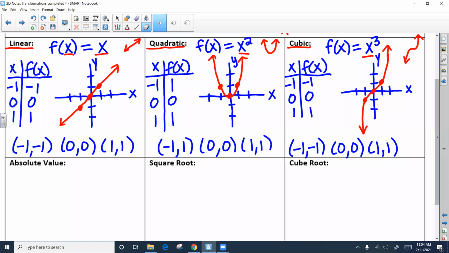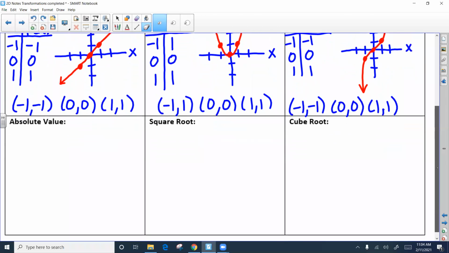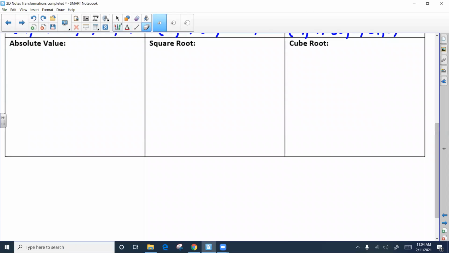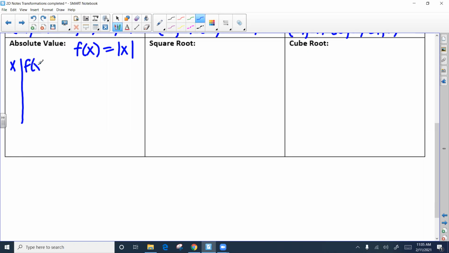All right, next, absolute value. The absolute value function is f of x equals absolute value of x. All right, we're going to do the same thing. Take an x and y table or an input-output table. So x and f of x. And I'm using the same inputs, -1, 0, and 1.